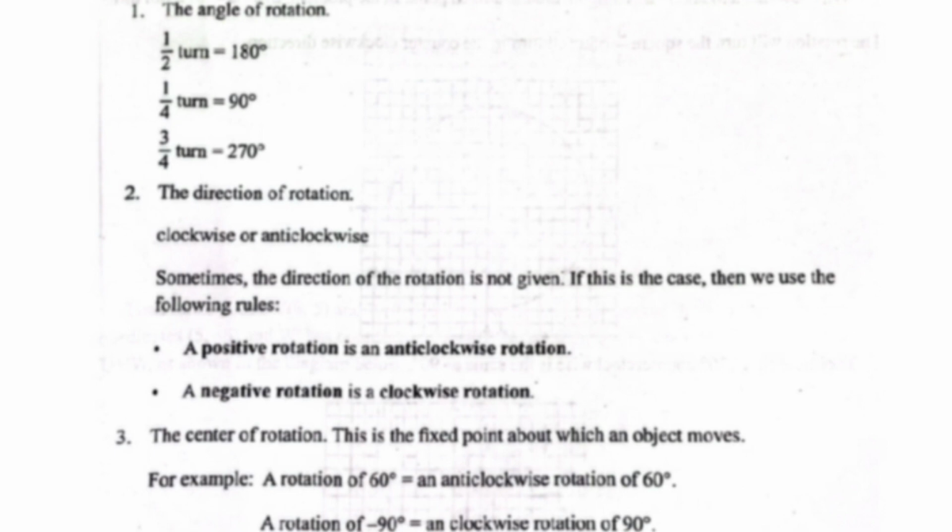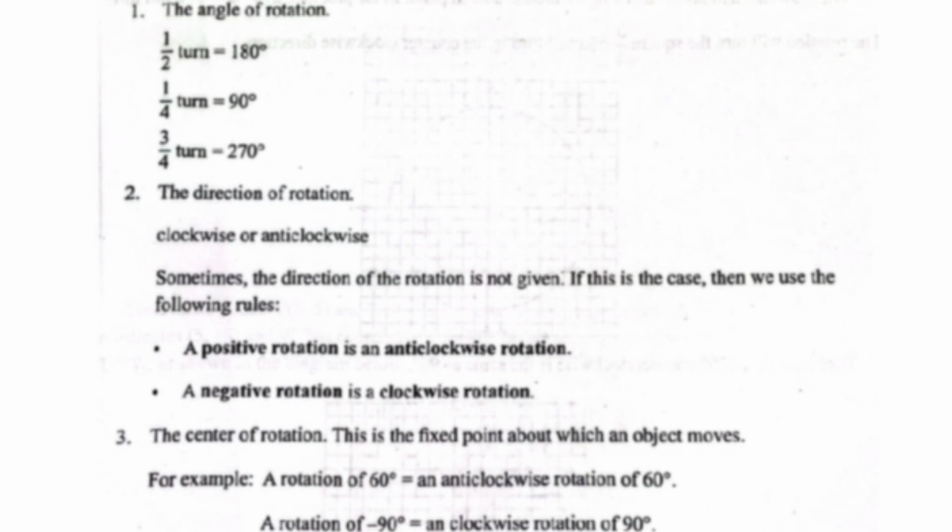The second one is the direction of rotation. It is either clockwise or anti-clockwise. Sometimes the direction of the rotation is not given. If this is the case, we use the following rules. A positive rotation is an anti-clockwise rotation, and a negative rotation is a clockwise rotation.